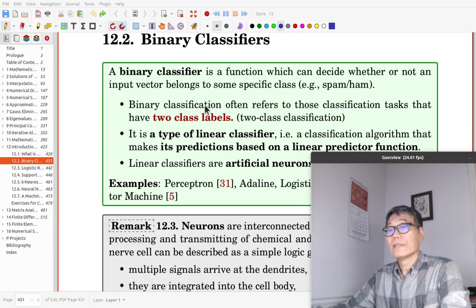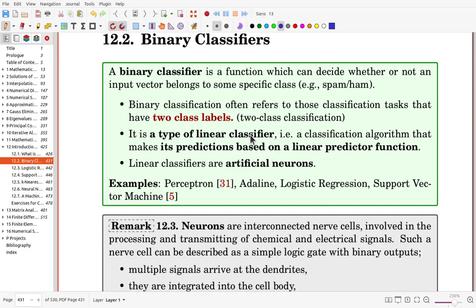Binary classification is often considered as two-class classification, one class inside and the other class outside. It is a type of linear classifier, which means that the classification algorithm produces its predictions based on a linear predictor function. Linear classifiers are a sort of artificial neurons. Examples are perceptron, Adaline, logistic regression, and support vector machine. We'll consider them later on.